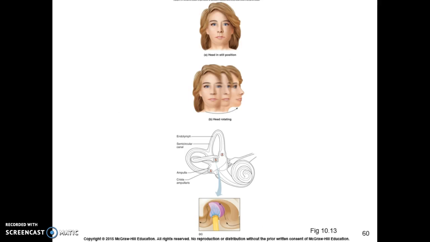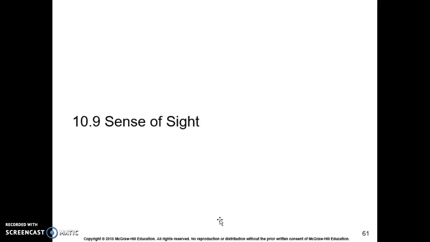All right, so you can see a head in a still position. The head is rotating, and as we rotate fluid, again, you can see those little cupulas at the bottom. Those little hairs just rotate. Okay, they'll tell you where you are in space.